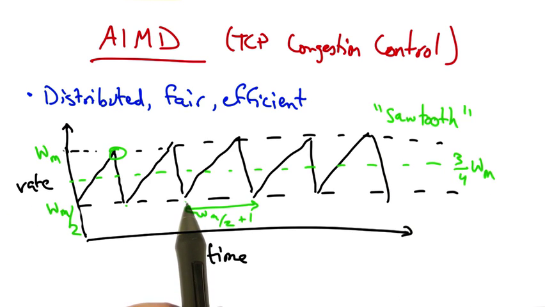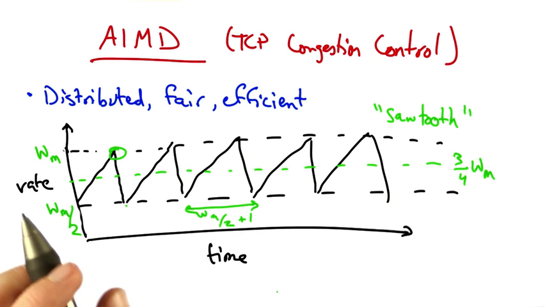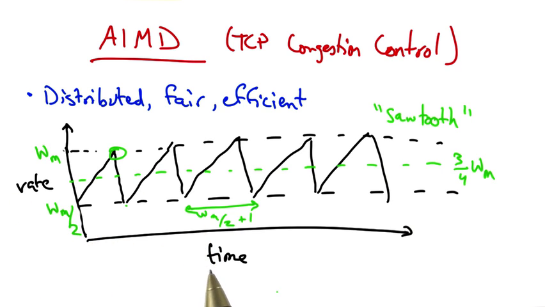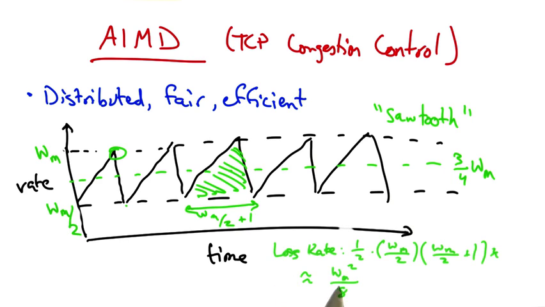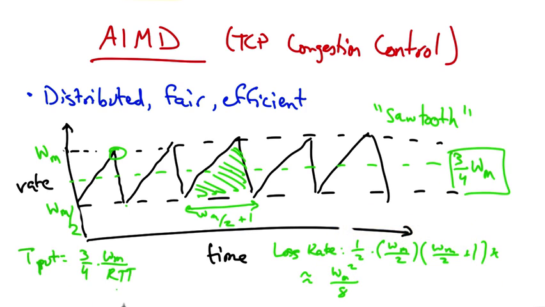You can see that between the lowest sending rate and the highest is Wm over 2 plus 1 round trips. Now, given that rate, we can compute the number of packets between periods of packet loss and compute the loss rate from this. The number of packets sent for every packet lost is the area of this triangle. So the loss rate is on the order of the square of the maximum window divided by some constant. Now the throughput is the average rate, 3/4 W max, divided by the RTT.